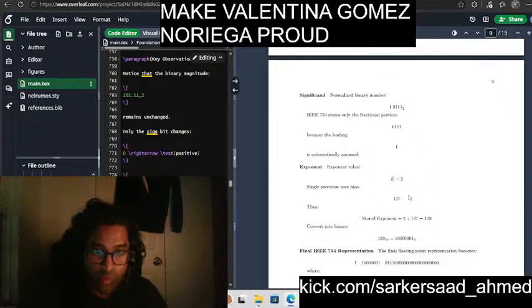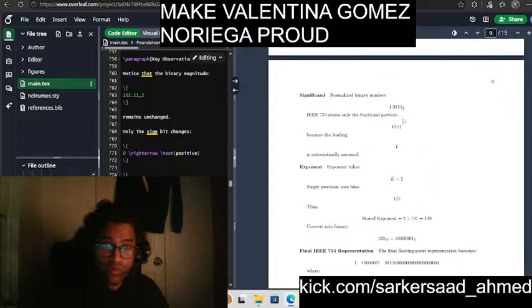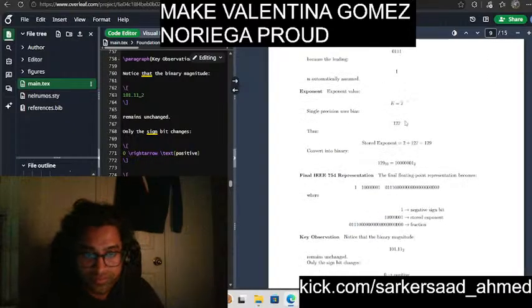So you're going to have 1, this is for the negative value. So 1, and then the binary for the exponent value, then 0, 1, 1, 1, and then all of them 0.